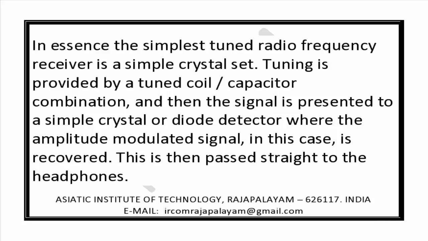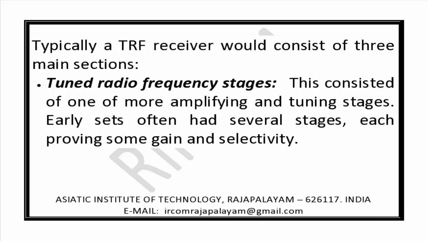Typically, a TRF receiver would consist of three main sections: tuned radio frequency stages. This consisted of one or more amplifying and tuning stages. Early sets often had several stages, each providing some gain and selectivity.